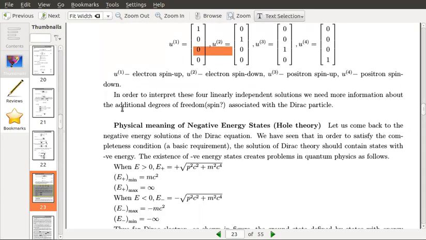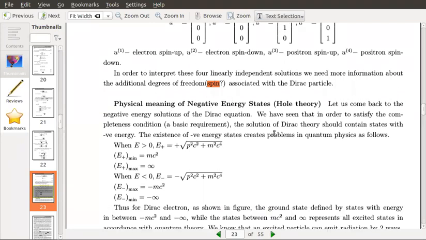Okay. So we need to explain these additional 2 degrees of freedom. Pauli spin matrices will have 1 0 and 0 1, but here we have four options, four degrees of freedom. So the additional degrees of freedom we have to explain. Let us see what Dirac did. Dirac explained this with a new theory, which is known as hole theory. That was the physical meaning of negative energy states.